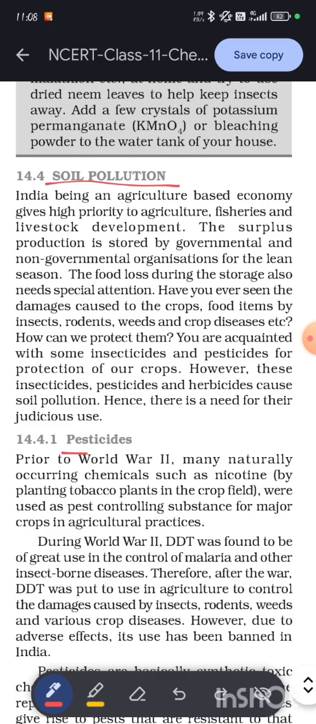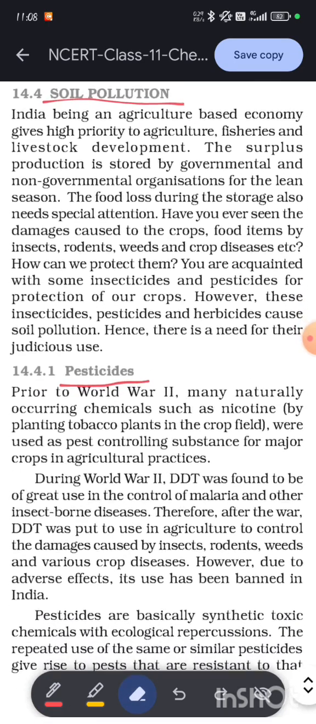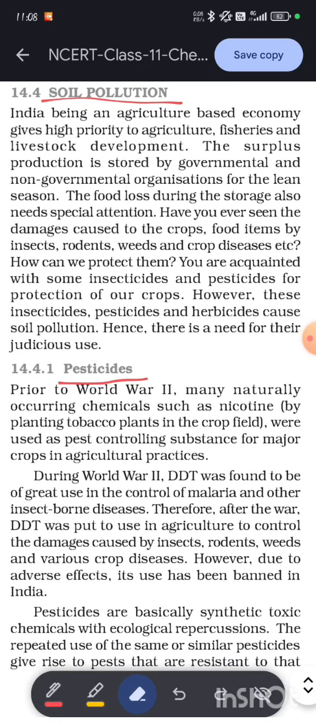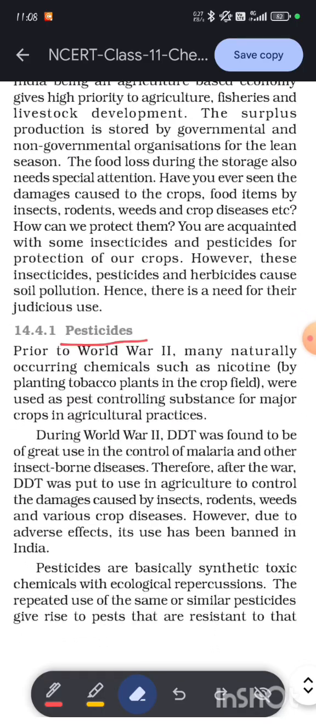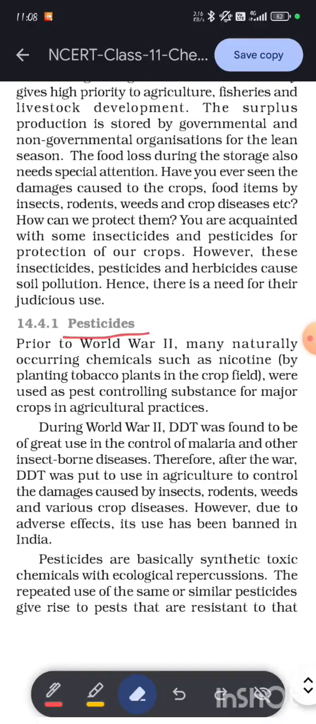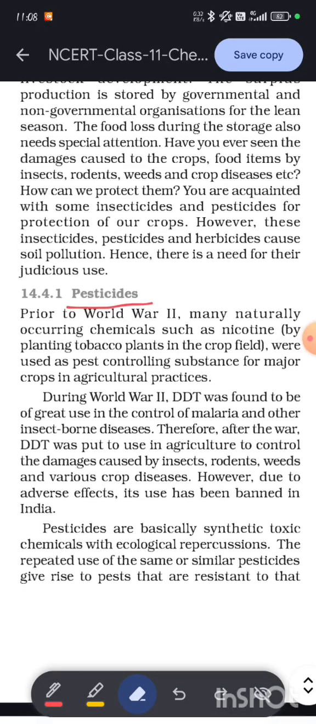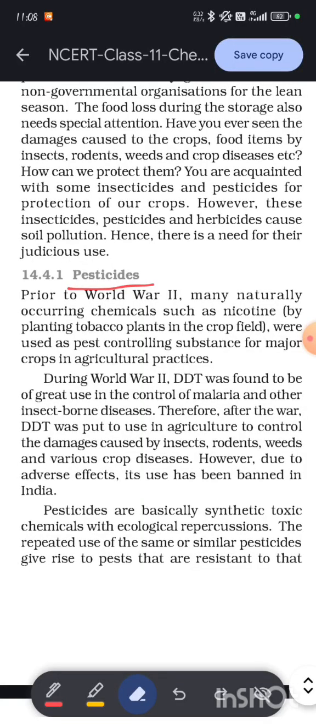The next is pesticides. Prior to World War II, many naturally occurring chemicals such as nicotine were used as pest-controlling substances for major crops in agricultural practices. During World War II, DDT was found to be of great use in the control of malaria and other insect-borne diseases. Therefore, after the war, DDT was put to use in agriculture to control the damage caused by insects, rodents, weeds, and various crop diseases. However, due to adverse effects, its use has been banned in India.